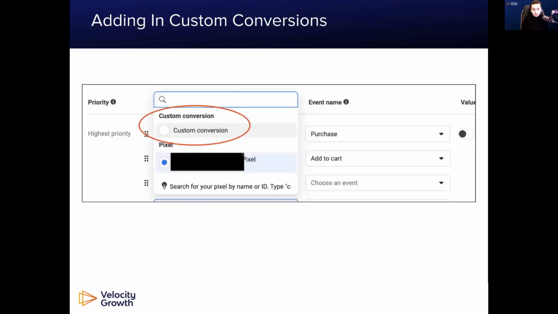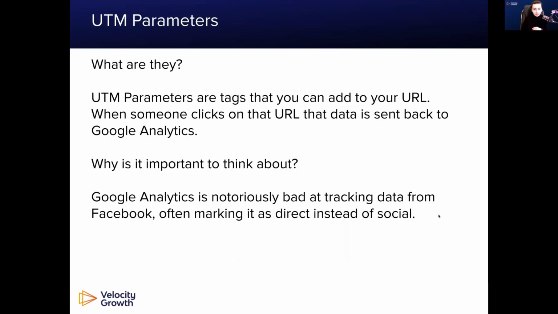Adding custom conversions, then you can just select that from the drop down in there as well. So when you're setting that event prioritization, you can choose between the ones you've custom set up or the ones that you have played around with on your website or anything you've brought in from Google Tag Manager. All of those will be available for your prioritization there as well.